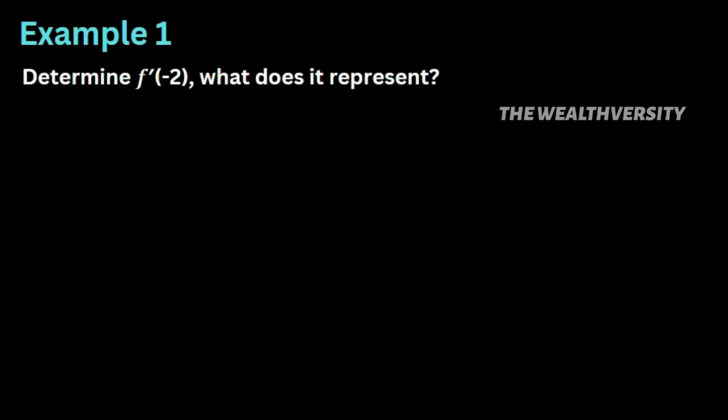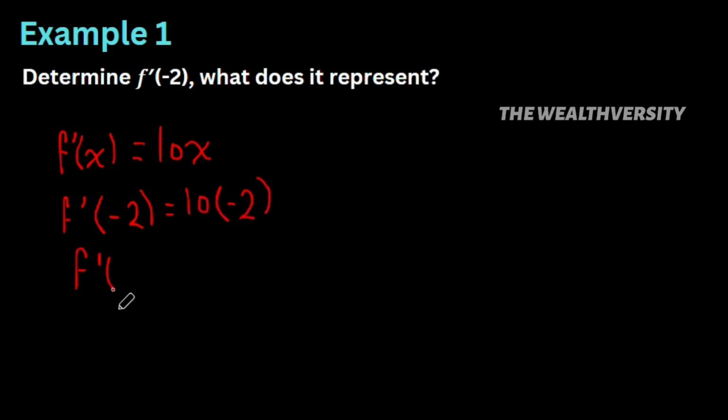Determine f prime of negative 2. What does it represent? So in this part of the question, it's asking us to sub negative 2 for x and explain what the answer represents. Let's start by writing our derivative equation, f prime of x is equal to 10x. Next, sub negative 2 for x, so 10 times negative 2.